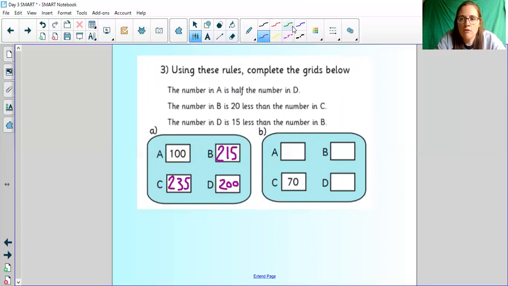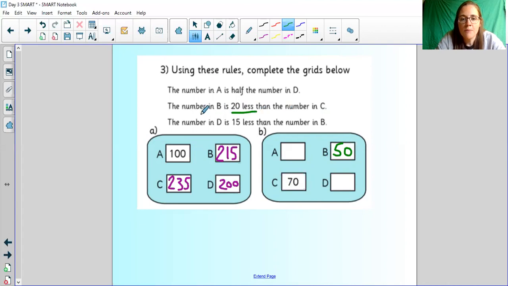And I'm going to use a green pen, like my green background. The number in A is half the number in D, but I can't do anything with that yet because I don't know A or D. The number in B is 20 less than the number in C. Oh yes, I can do that because I've got the number in C, and the number in B is 20 less than it. I know 20 less than 70 is 50. So that one was really easy because I was just doing 20 less.